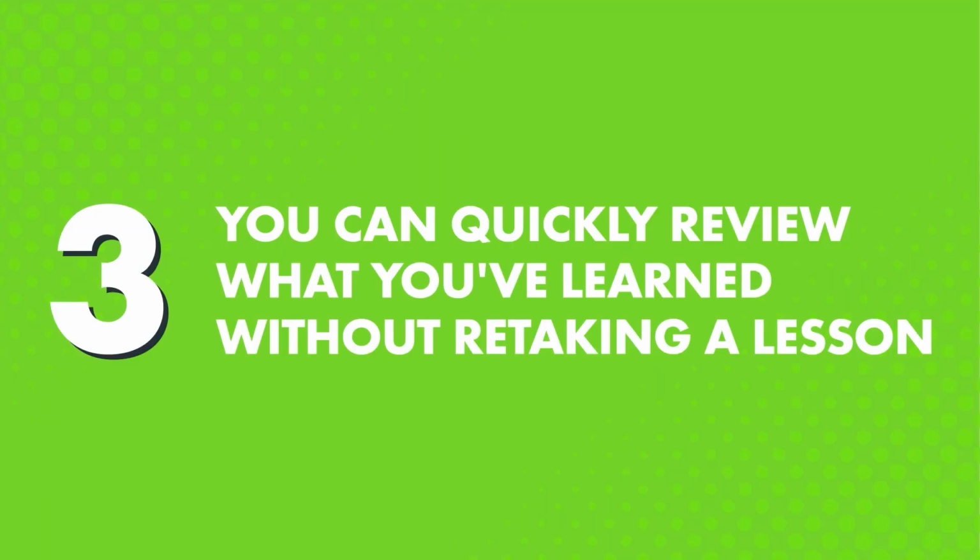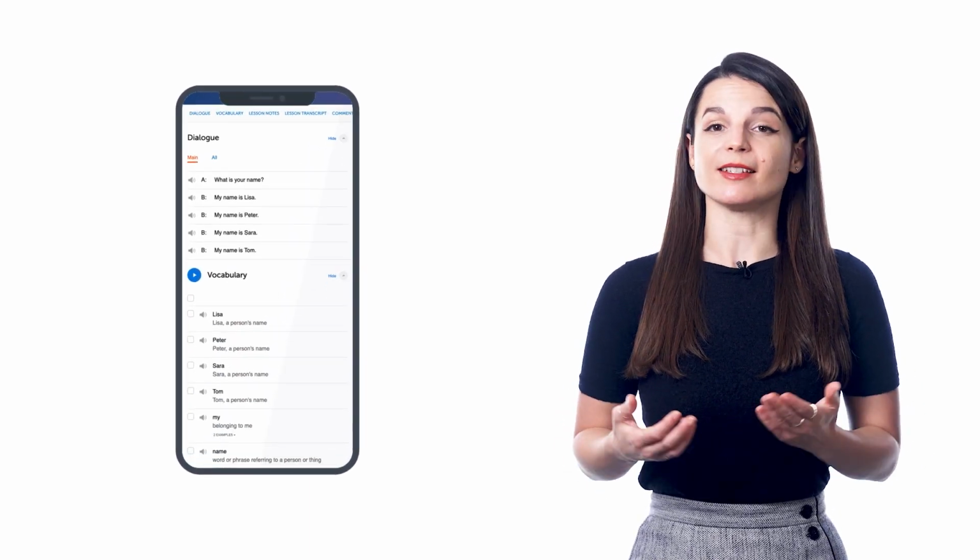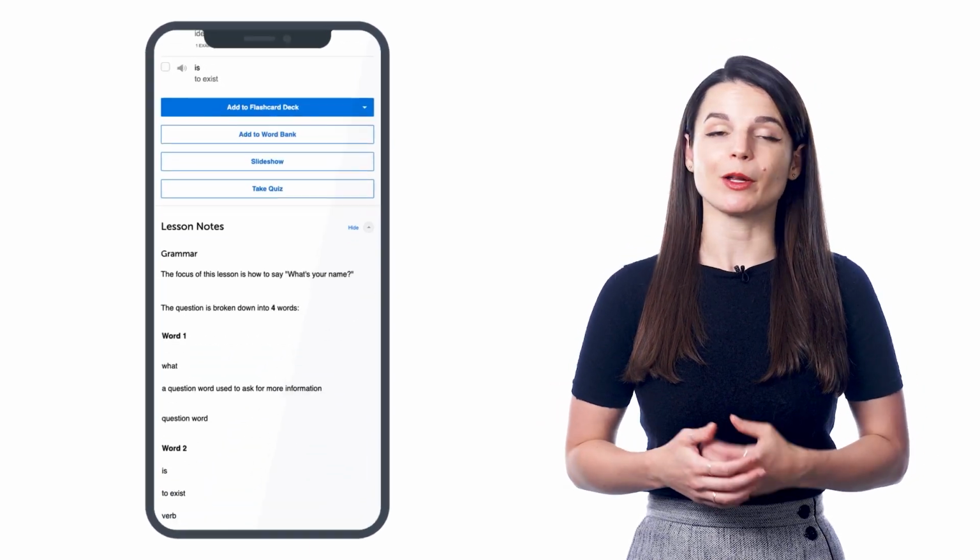And 3, you can quickly review what you've learned without retaking a lesson. Again, one of the best ways to pick up a language is through repeated exposure, which means reviewing what you've learned as much as possible. But if you don't want to retake a lesson, then you can quickly review the lesson's dialogue, grammar, and vocabulary with the lesson notes.